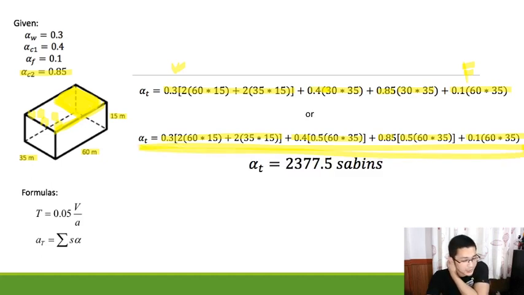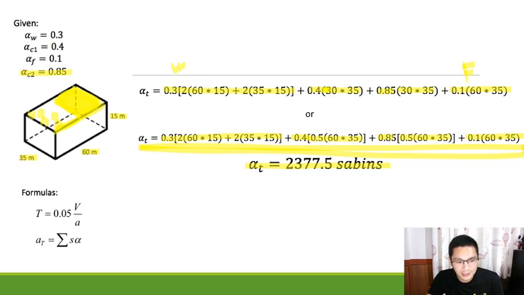So, sagot natin dyan is, ito, 2,377.5 savings. So, again, in-online calcul lang to. So, please double check. And if may mali, most likely tama kayo. So, mali yung pagkakalkyo ko.